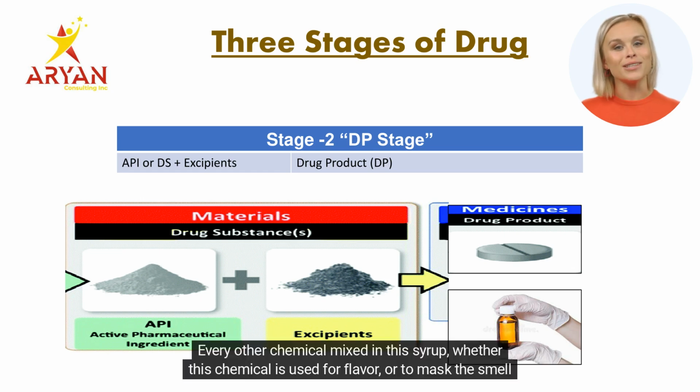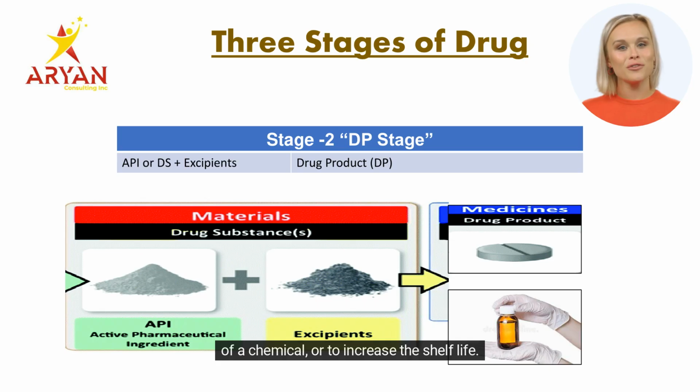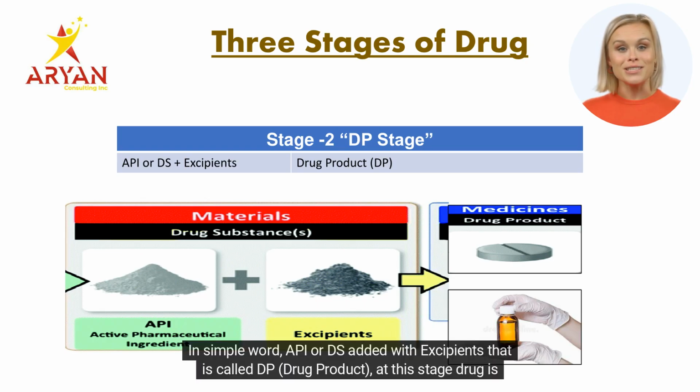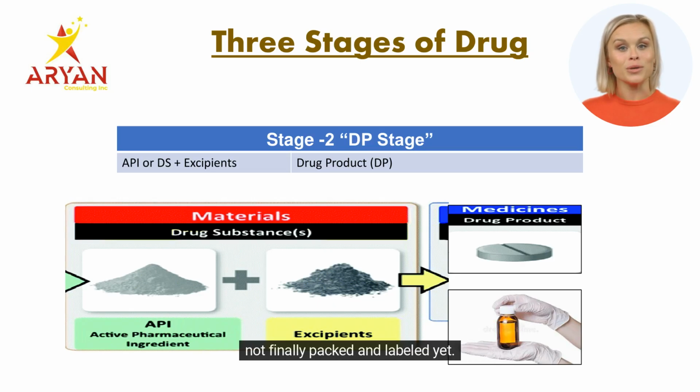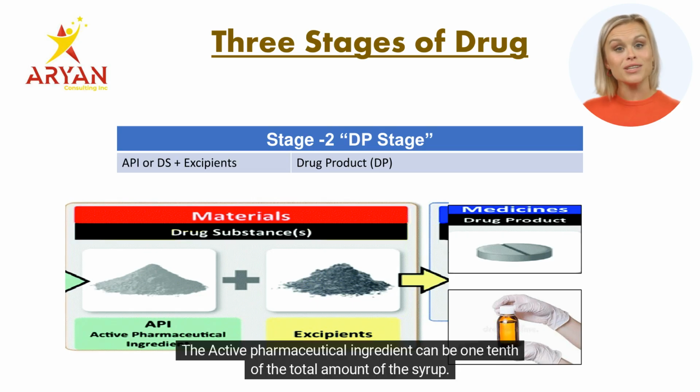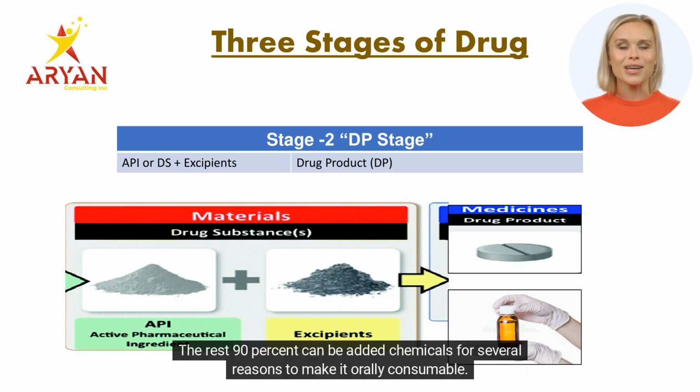Every other chemical mixed in this syrup, whether it is used for flavor, or to mask the smell of a chemical, or to increase the shelf life, all these extra chemicals are called excipients. In simple words, API or DS added with excipients is called DP, drug product. At this stage, the drug is not finally packed and labeled yet. The active pharmaceutical ingredient can be 1/10 of the total amount of the syrup. The remaining 90% can be added chemicals for several reasons to make it orally consumable.